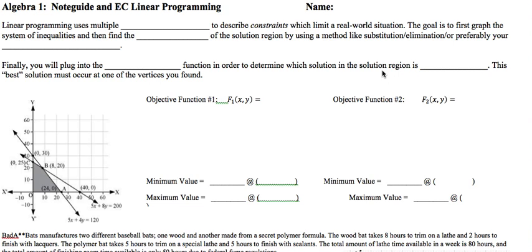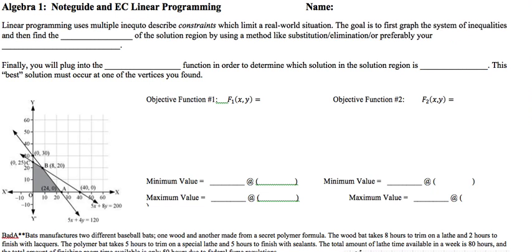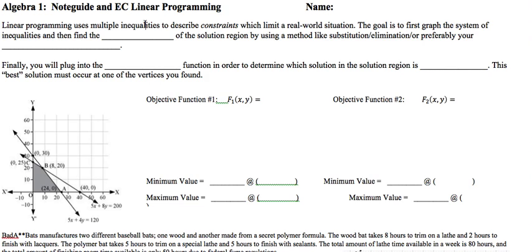So what linear programming does is it's going to use multiple inequalities. So let's type that in there. So it's going to use multiple inequalities which describe real-world limitations on a situation. In linear programming, these are usually called constraints on a situation.